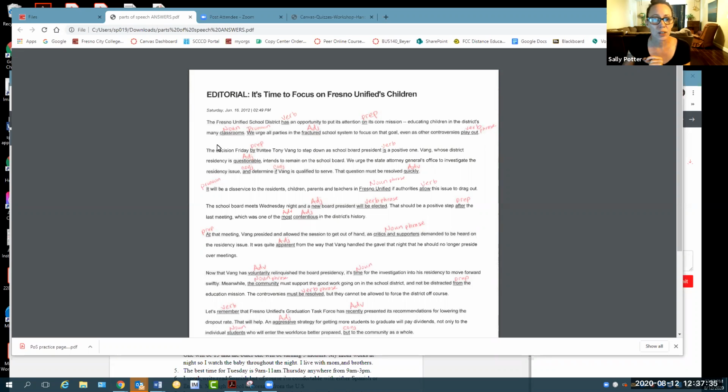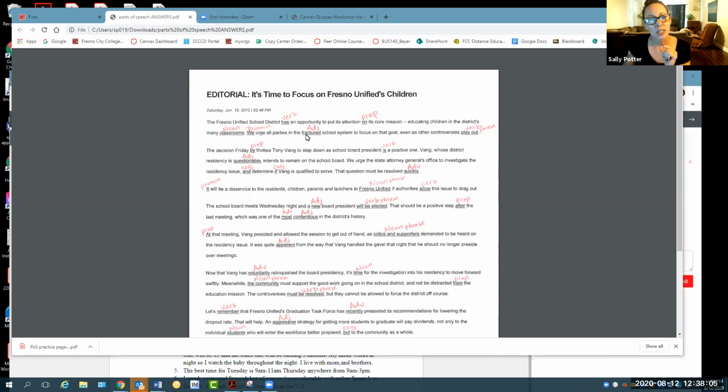Okay, then we go into the next sentence, and it's "we," and I hope that you can see that that is a pronoun. That is the editorial board or the writers of this article, this editorial, and so they don't want to name themselves, so they say "we." We urge all parties in the fractured school system.